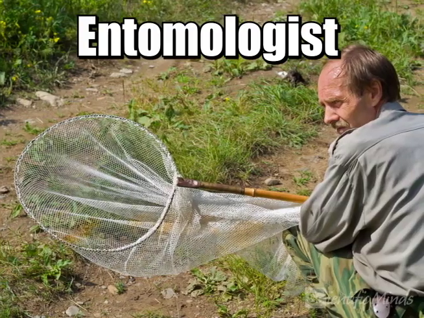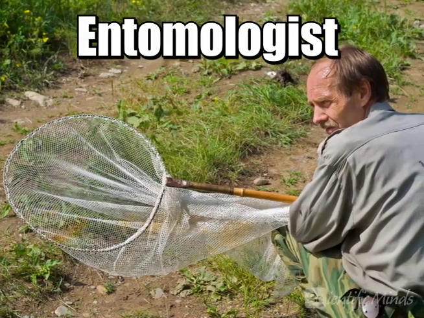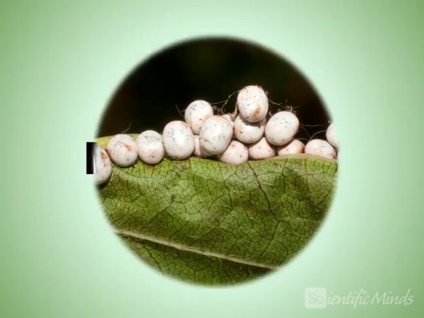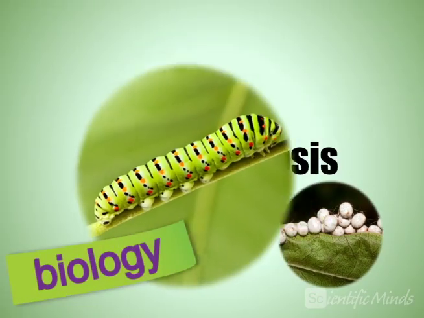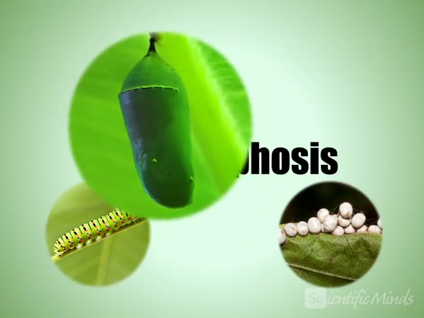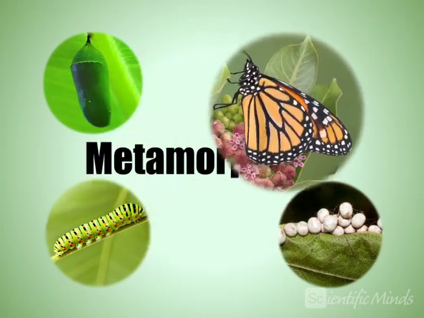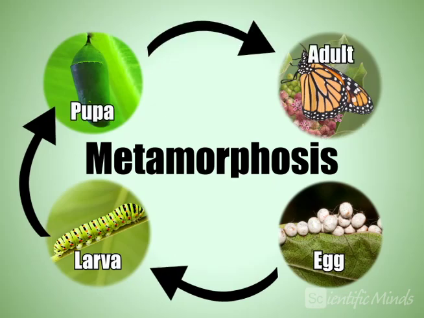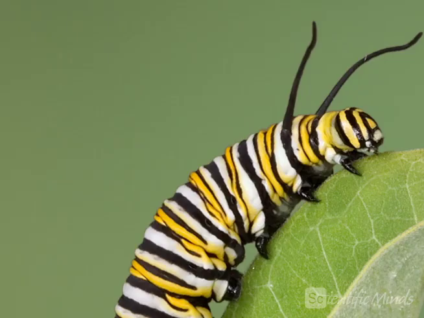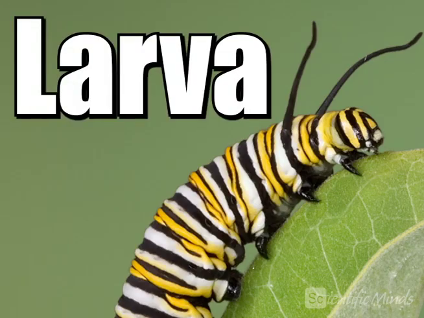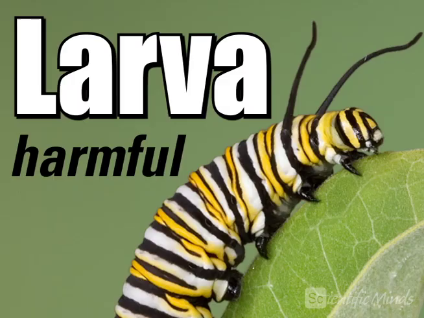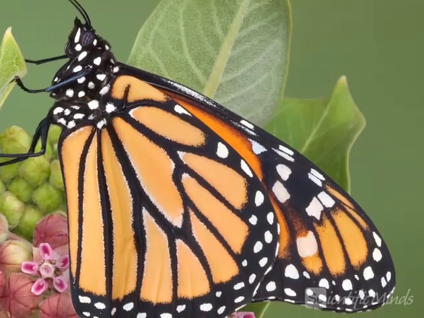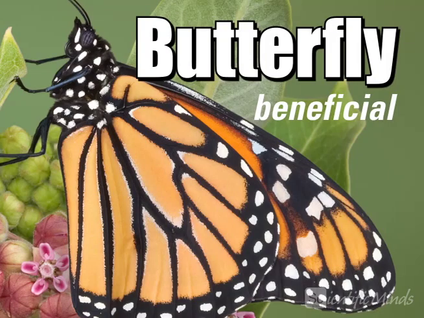Scientists who study insects are called entomologists. Remember that insects undergo a series of changes known as metamorphosis in order to develop from egg to adult. Insects can be harmful to plants during one stage of metamorphosis while being beneficial in another stage. For example, when a caterpillar is in the larval stage of complete metamorphosis, it is harmful as it feeds on plant leaves. Once it develops into a butterfly, it is beneficial as it helps pollinate flowers.